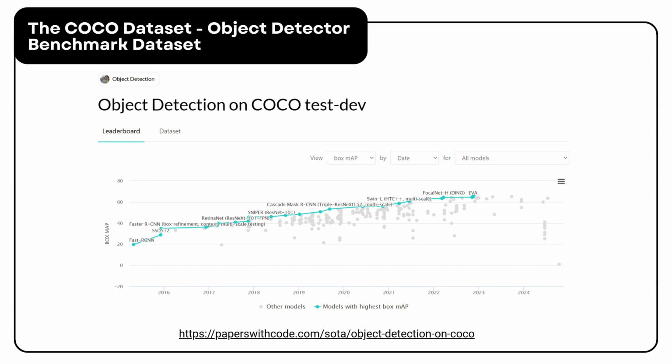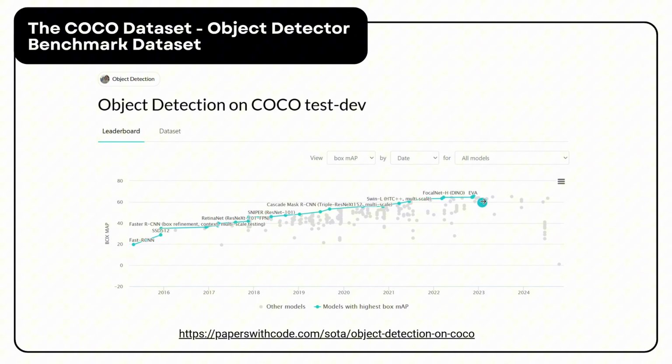To wrap up our discussion on the COCO dataset, let's take a look at how it is used to benchmark and compare object detection models over time. This graph shows the leaderboard performance on the COCO test-dev dataset, specifically with the box mAP, the same one we've been learning about recently. Each point on this chart represents a model's performance, and this line connects the models that achieve the highest box mAP.